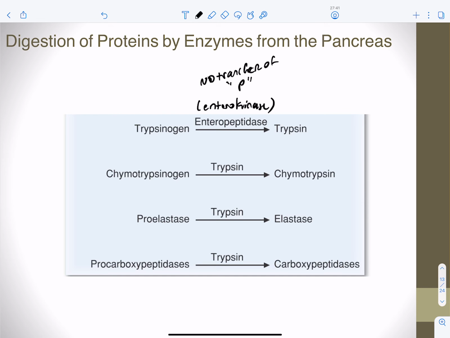Your enteropeptidases are produced in the mucosa of the small intestine. These guys are serine proteases. So again, they have a serine in their active site. They're at the intestinal brush border; they are actually anchored to the brush border membrane. These are going to hydrolyze peptide bonds, and it's going to activate trypsin from trypsinogen.